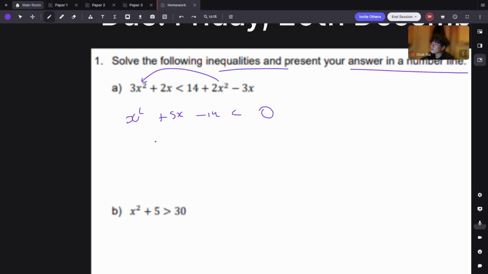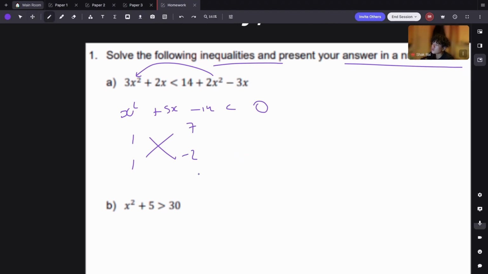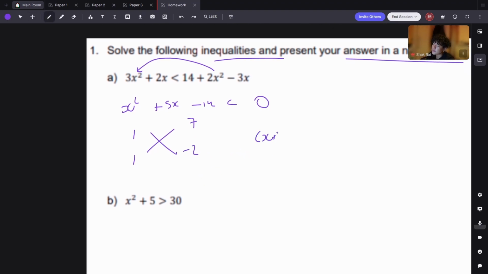And then to factorize, I use the cross method. I always like using the cross method. So 1, 1, and what are the factors of 14 that get 5? I was kind of ahead of myself. 7 and minus 2. So then this becomes x plus 7 and x minus 2, and this is less than 0.